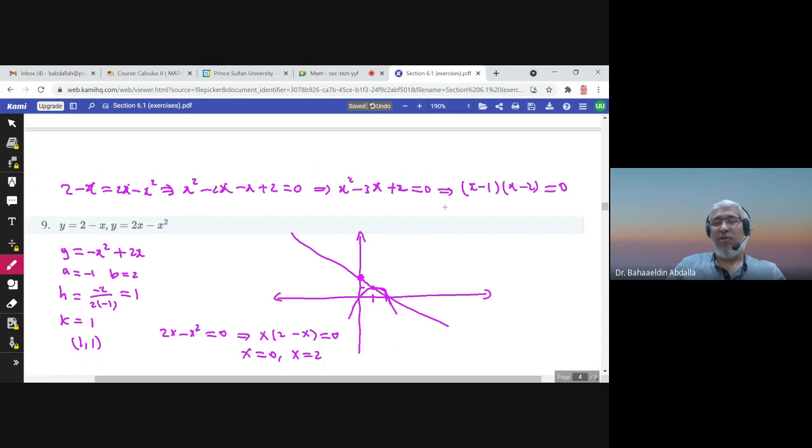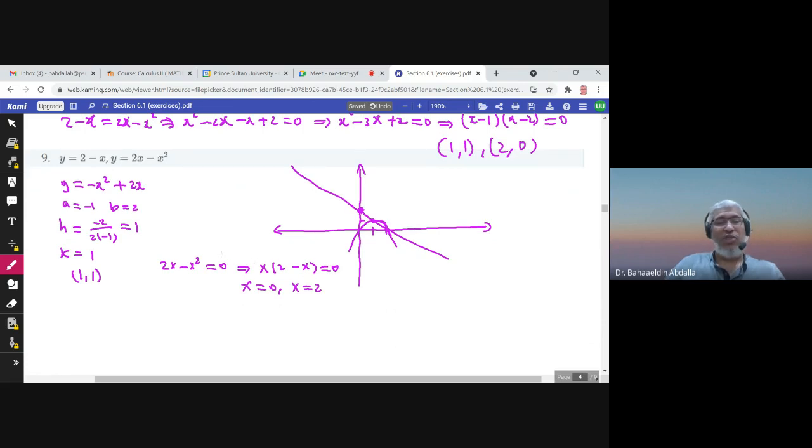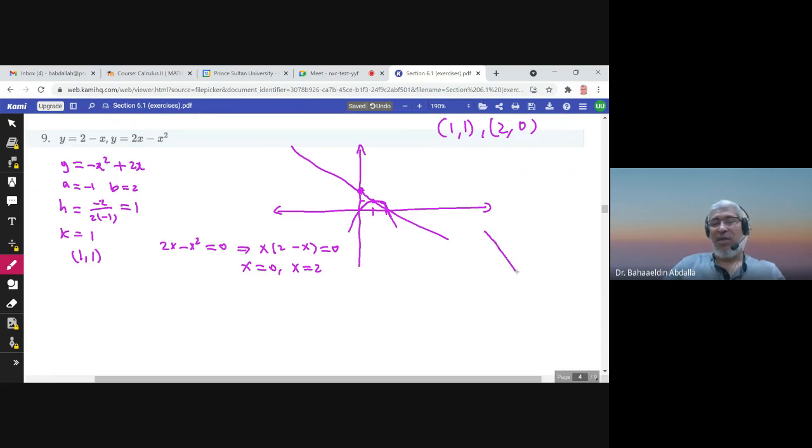And now if you put 1 here, 2 minus 1 is 1. So this is the first point of intersection. And if you put x equals 2, 2 minus 2 is 0. So this is the second point of intersection. So actually, the area between these two curves would be this small one here. If we make it bigger, this is the line, and this is the curve, and this is the region.